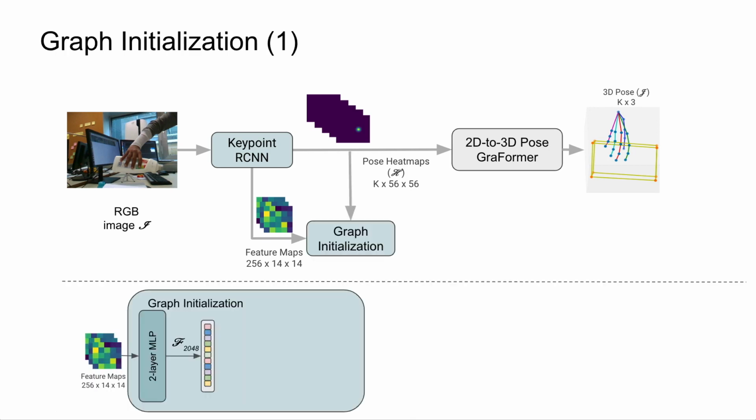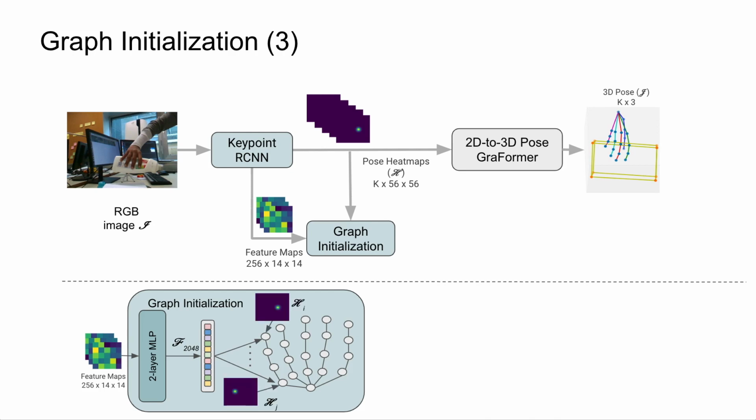The second branch of the network is a novel coarse-to-fine Graformer which estimates the 3D shape of the hands and the object. The input to this branch is a graph representation which is initialized as follows. First, we pass the feature maps extracted from the Keypoint RCNN through a two-layer perceptron to produce a feature vector of size 2048. This feature vector is replicated and added to each node in the pose graph. In addition to the feature vector, we also append the corresponding flattened heat map to the node representation.